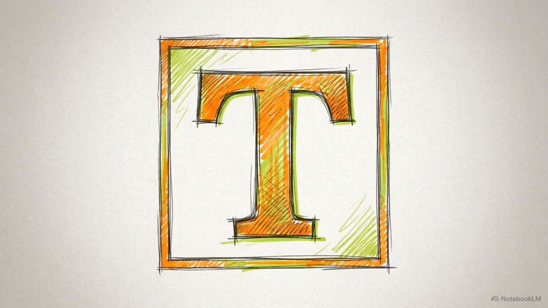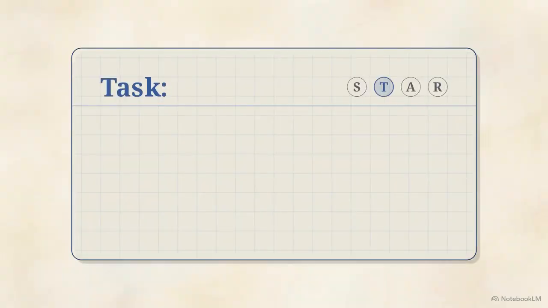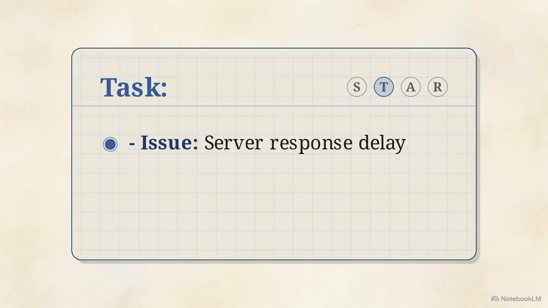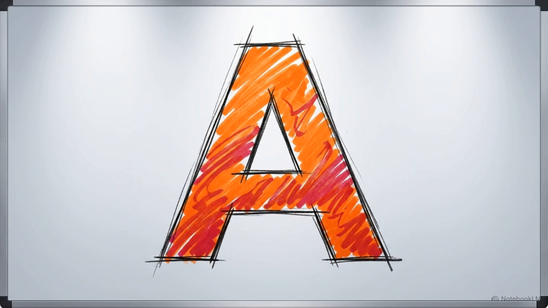Next is the T, the task. Write one sentence that identifies the specific problem or goal that arose within that situation. In our example, the task is, during final testing, a bug appeared that caused a significant delay in server response times right before our deployment date. Now we move to the A, the action.